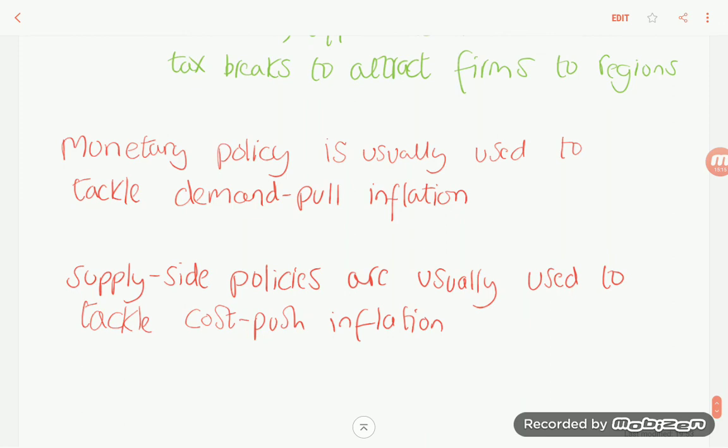Monetary policy is used to tackle demand-pull inflation. Governments also need to use policies that deal with demand-pull and cost-push inflation. Monetary policy is used to tackle demand-pull inflation, while supply-side policies, which we noted above, are not only used to tackle frictional and structural unemployment, but are also used to tackle cost-push inflation. We will look at this in our supply-side policies video.